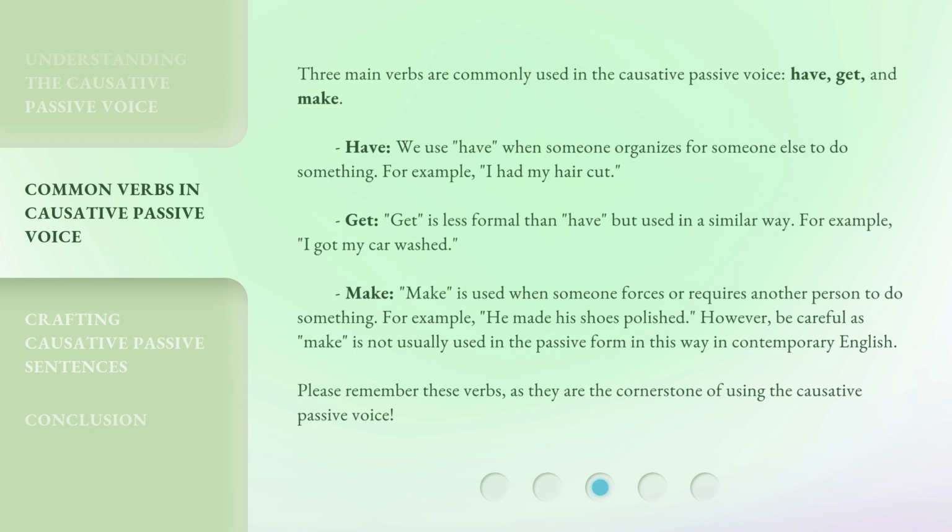Make. Make is used when someone forces or requires another person to do something. For example, he made his shoes polished. However, be careful as make is not usually used in the passive form in this way in contemporary English. Please remember these verbs, as they are the cornerstone of using the causative passive voice.